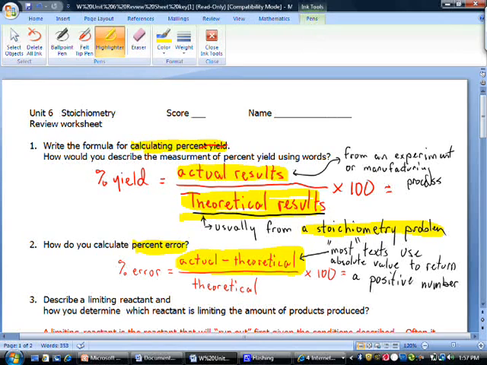And in calculating percent yield, you're also seeing how far away you are from 100%. And usually you'd expect your percent yield to be something a little less than 100% because you've lost some material along the way in the process.